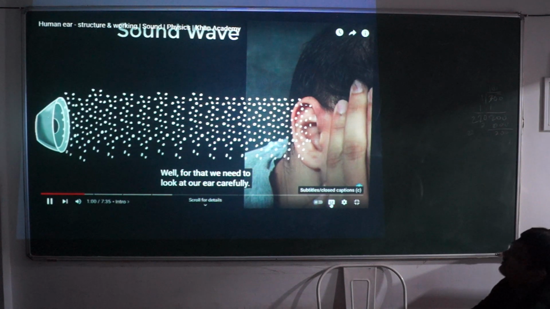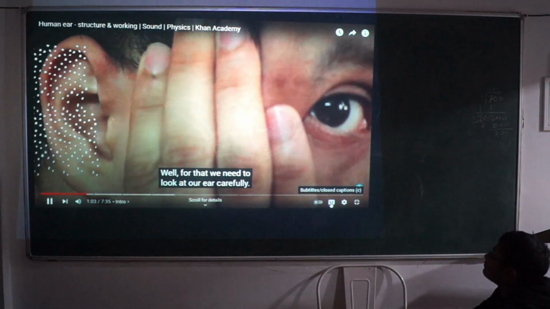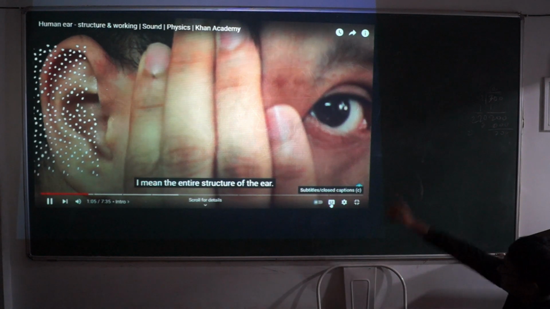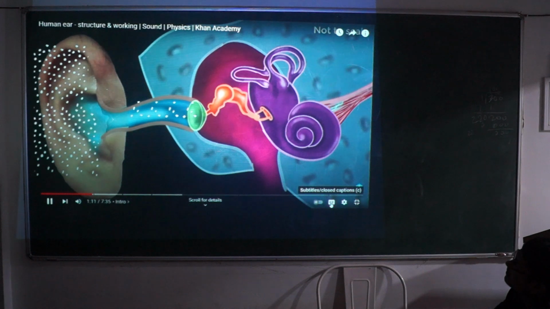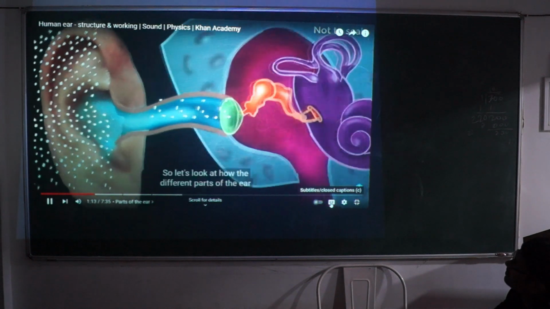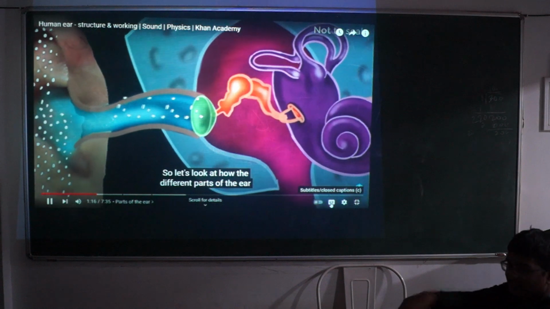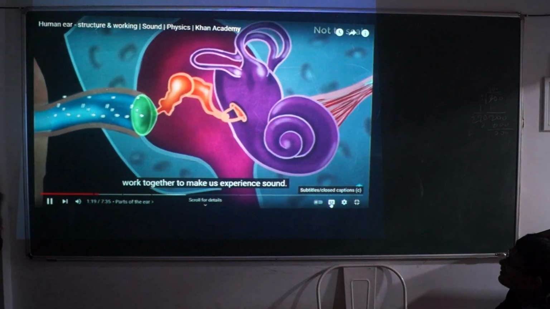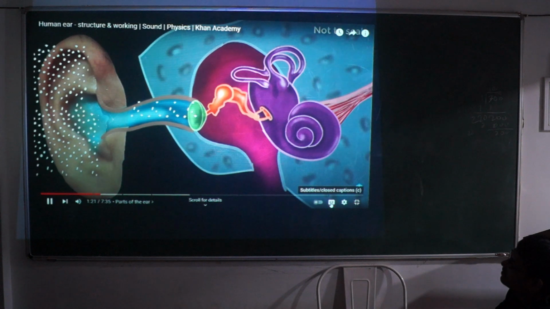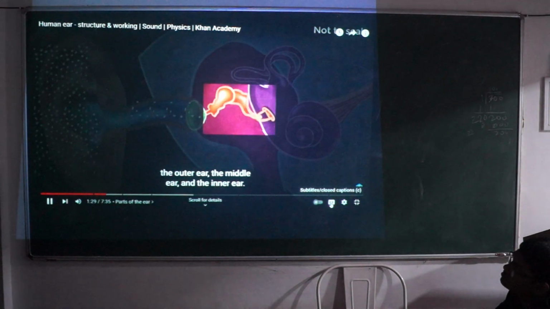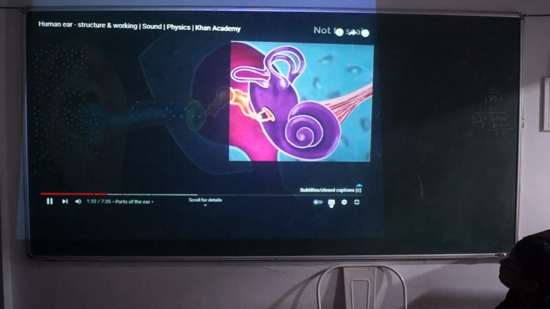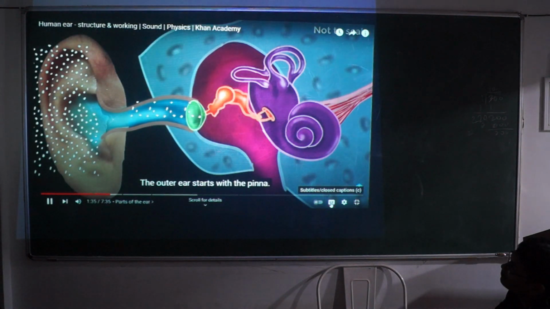Well, for that, we need to look at our ear carefully. I mean the entire structure of the ear. So let's look at how the different parts of the ear work together to make us experience sound. So our ear can be divided into three parts: the outer ear, the middle ear, and the inner ear. The outer ear starts with the pinna. It's the part that you can see.